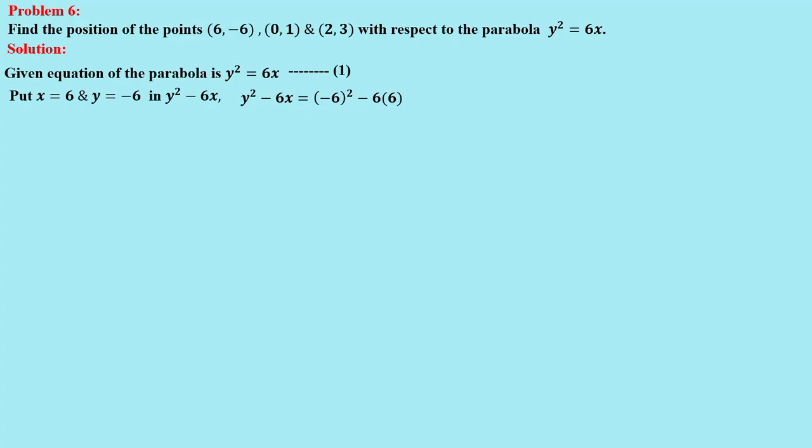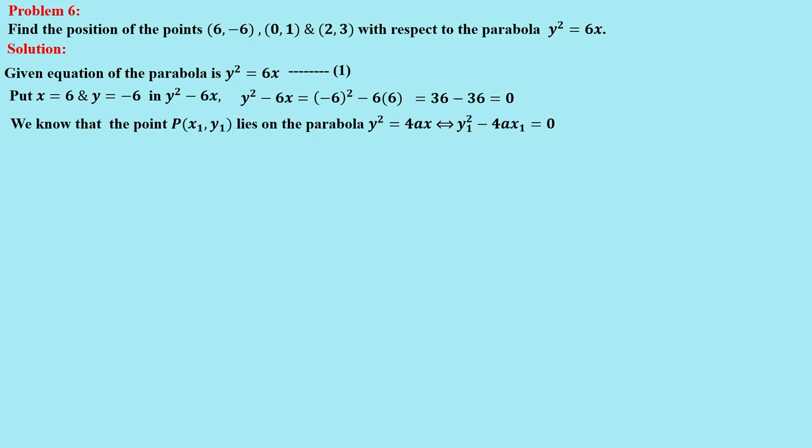So y square minus 6x is equal to (minus 6) square minus 6 into 6, that is equal to 0. Therefore we know that P(x1, y1) lies on the parabola y square equal to 4ax if and only if y1 square minus 4ax1 equal to 0. Therefore the point (6, -6) lies on the parabola y square is equal to 6x.